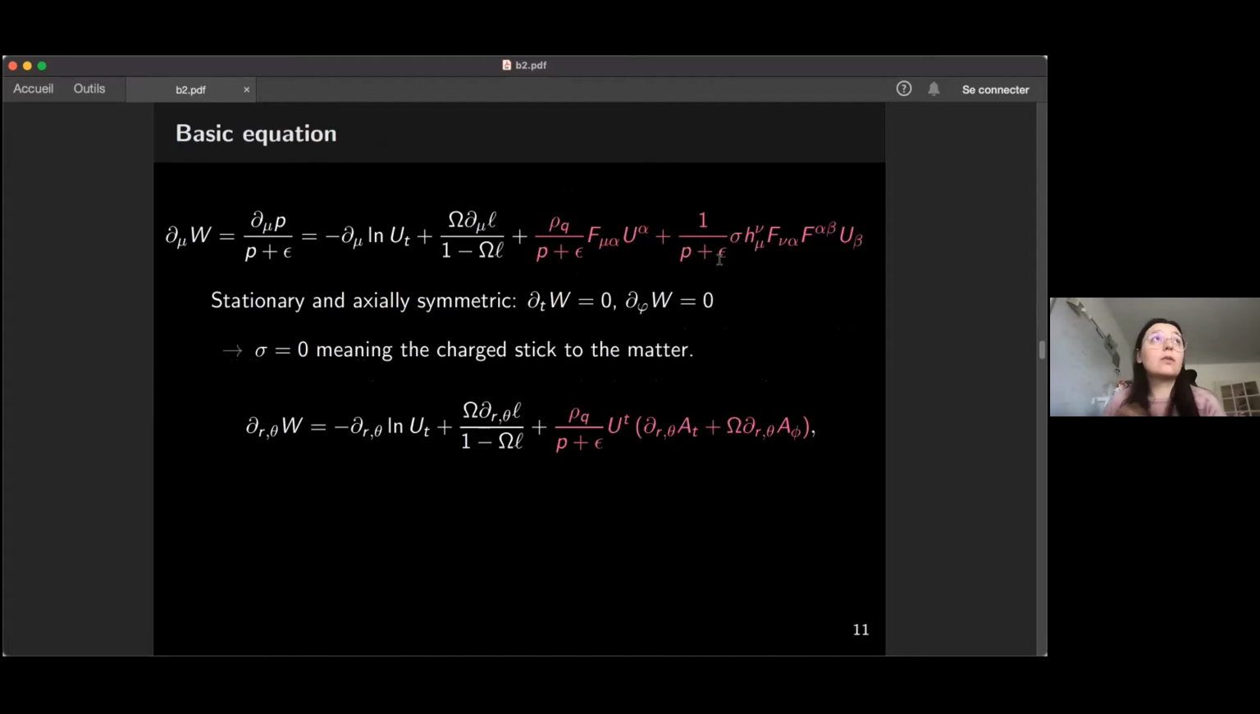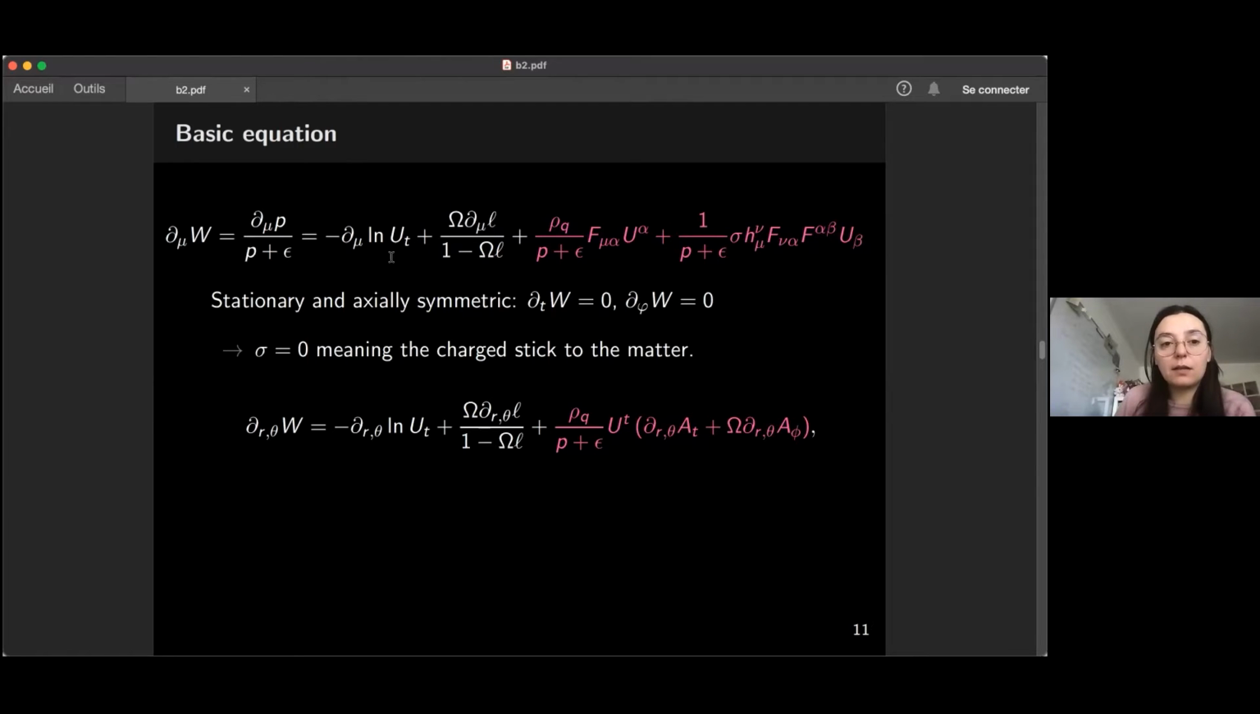By using the conservation of the stress-energy tensor, Maxwell's equations, and the conservation of the rest mass density, we can get the magnetized version of the Euler equation. In the white part on the left, you can see my pointer, right? Yeah. Okay, so the part in white, you can recognize the Polish doughnut equation.